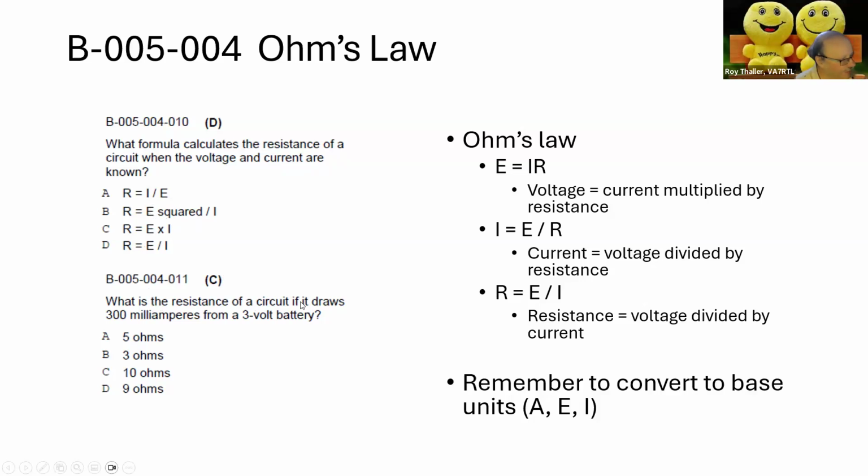What is the resistance of a circuit that draws 300 milliamps from a 3-volt battery? Remember again, 300 milliamps, you have to convert into amps and then plug it into the formula. So C is the correct answer, which is 10 ohms.